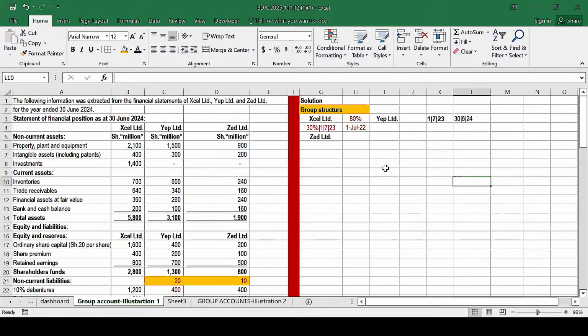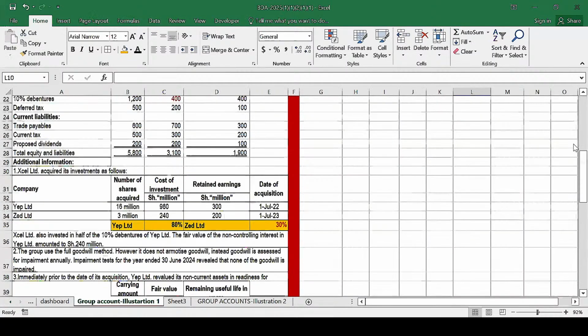So was there a company which was acquired during the current year? Yes, you can see that Z was acquired exactly at the start of the year, but the other company, that is YEP, was acquired, I think, 2 years back from the date of consolidation. None of the companies was acquired during the current year. So having that, we can go back to the additional information.